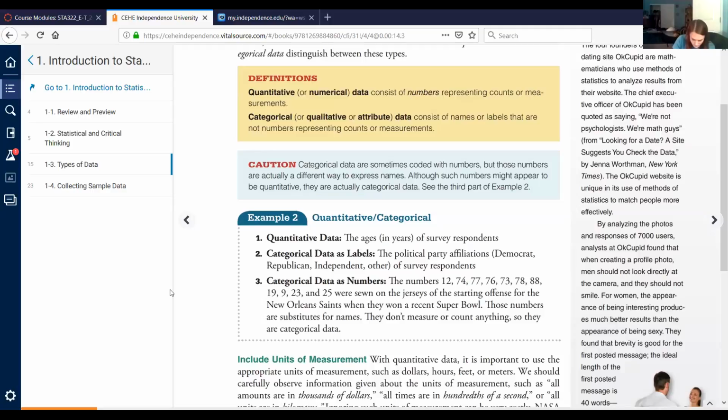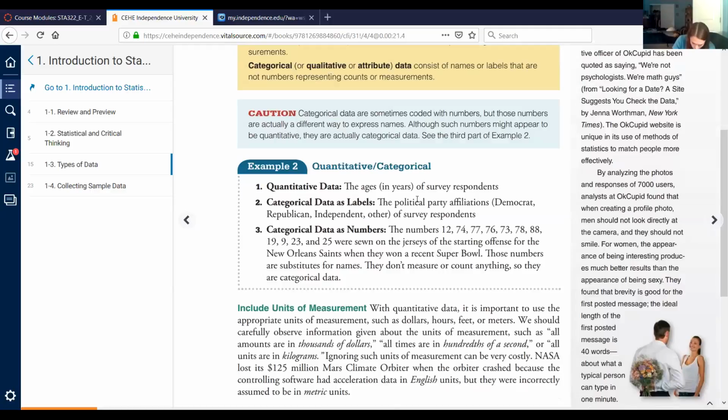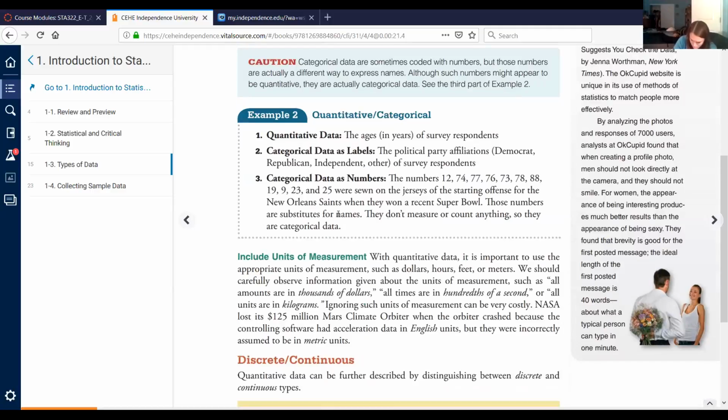Years of looking at statistics. Okay, so good examples. Quantitative data is ages. Categorical data like political party affiliations. These are labels. They're just categorical information. And then we talk about the categorical data as numbers. And we're talking about jerseys of football players here, but as I said, there are others.